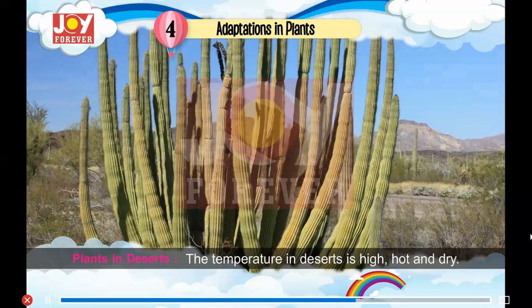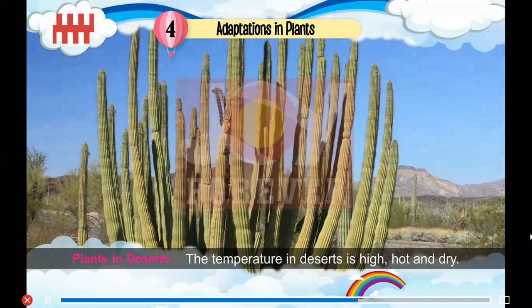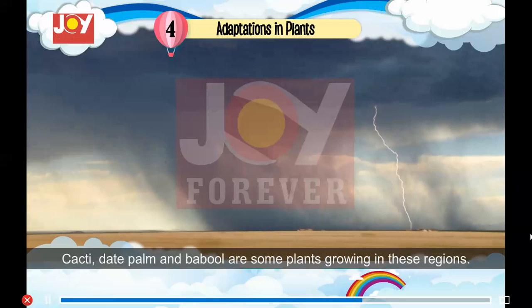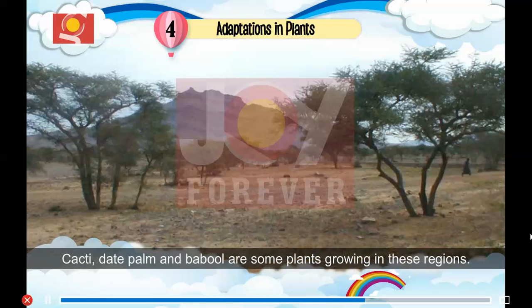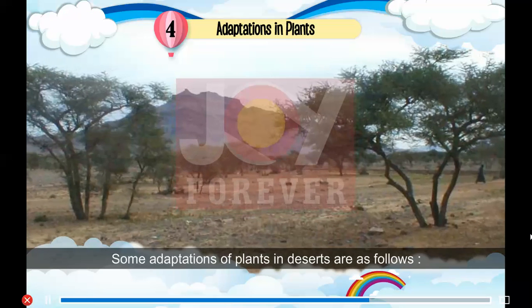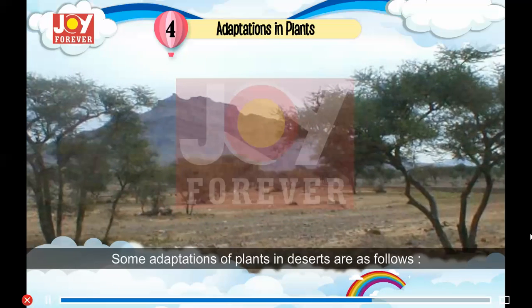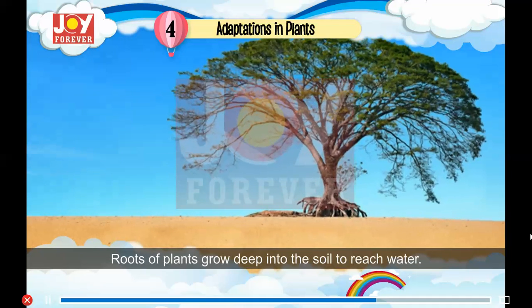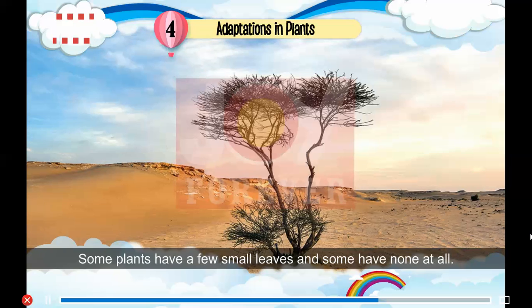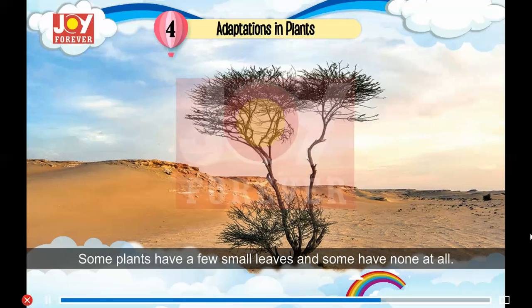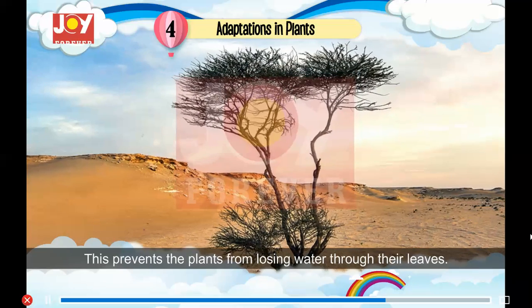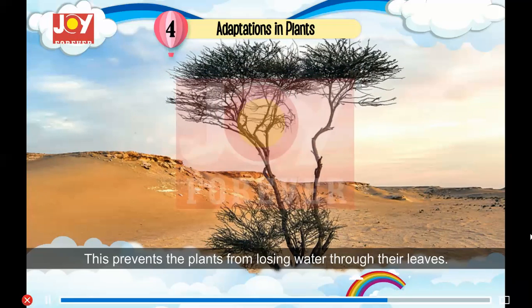Plants in deserts. The temperature in deserts is high, hot, and dry. The rainfall is very little. Cacti, date palm, and babool are some plants growing in these regions. Some adaptations of plants in deserts are as follows. 1. Roots of plants grow deep into the soil to reach water. 2. Some plants have a few small leaves and some have none at all. This prevents the plants from losing water through their leaves.